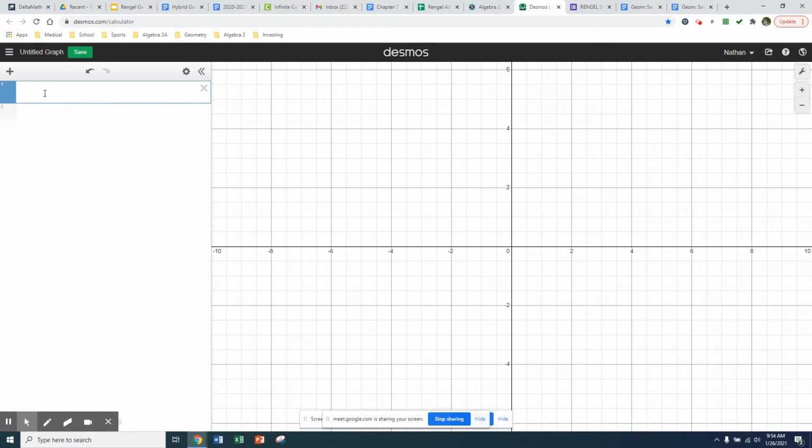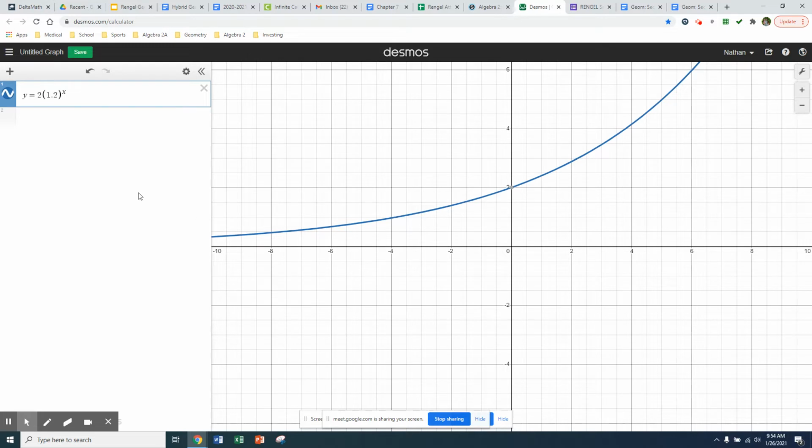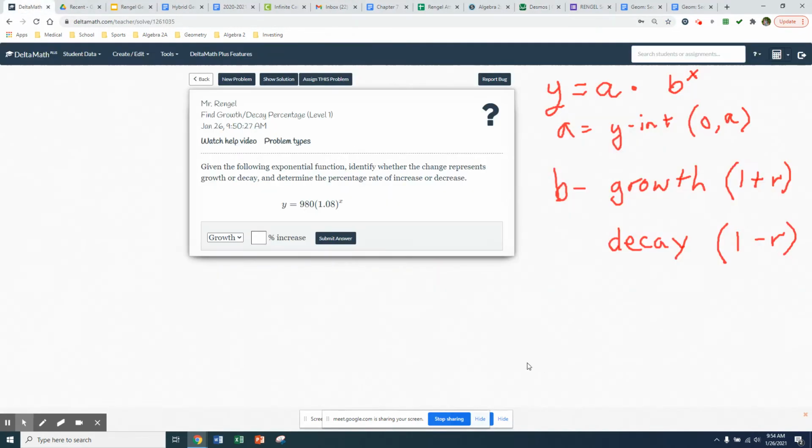Remember, a nice program to use is Desmos. You can throw equations into Desmos. So y equals 2 times 1.2 to the x power. So there's an example. Since my b is greater than 1, I'm going to start to see a growth as time goes on. So your b value starts to determine whether or not you have a growth or a decay. So that's what we are going to start to focus on first.